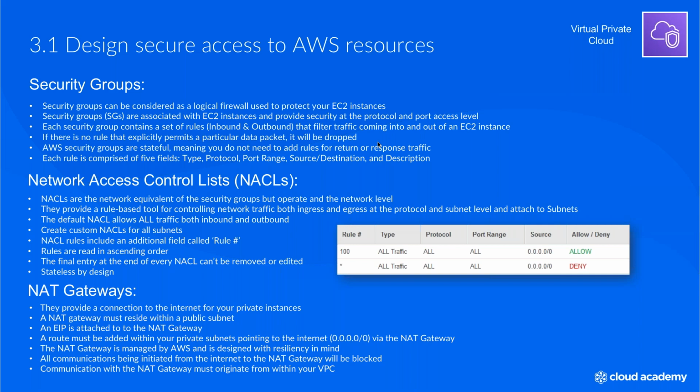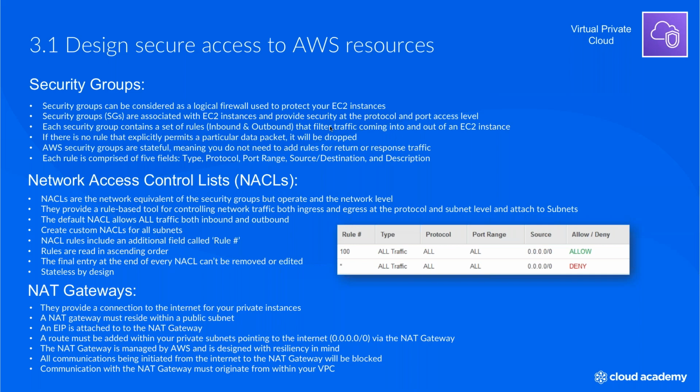And these, again, this is a key feature of security groups, are stateful. Just to read off the slide, it means you don't need to add rules for the return or response traffic. It just assumes that if you allowed the thing in, you'll probably want to allow the thing to talk back out to that same origin that it came from.